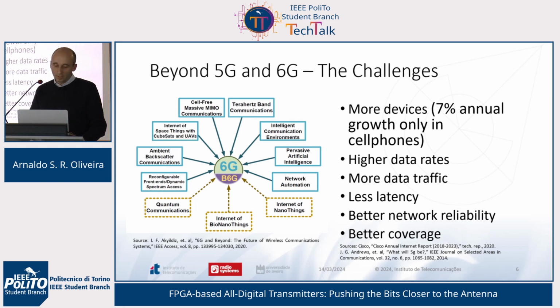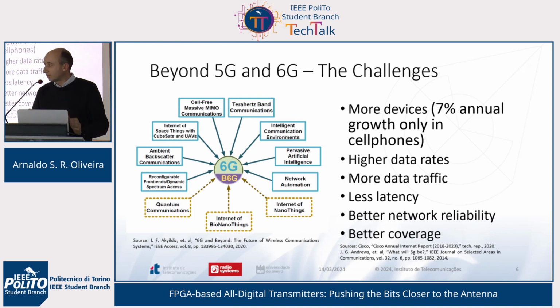So, starting with the scope, it is well known that mobile communications and communications in general are always evolving. We have a considerable increase in the number of devices. Cell phones by themselves are increasing more or less 7% a year. We have increasing data rates. The traffic we generate is also increasing considerably. There are continuous requirements to decrease the latency of communications. We need better network reliability and also better coverage.